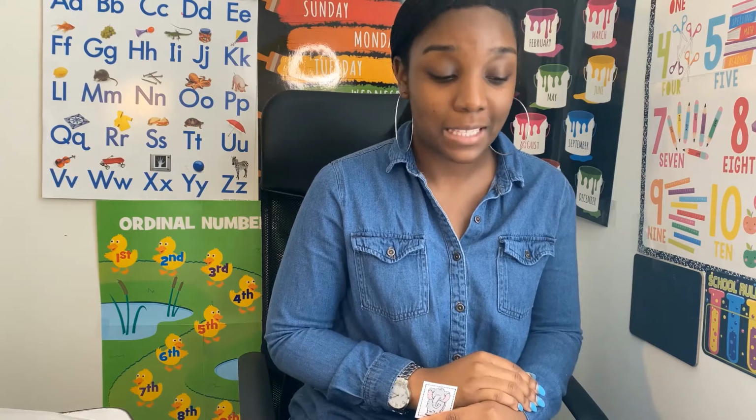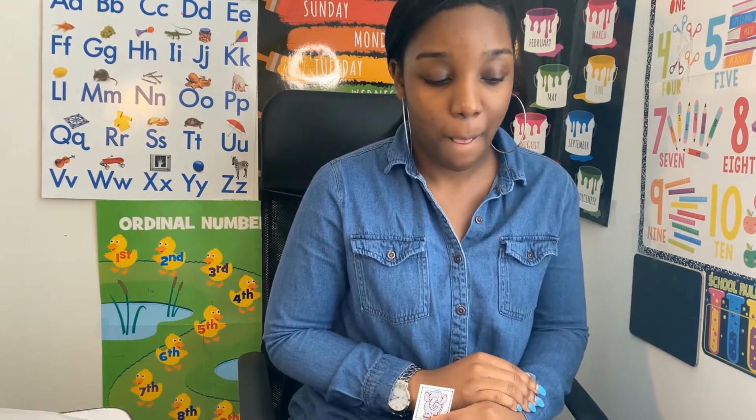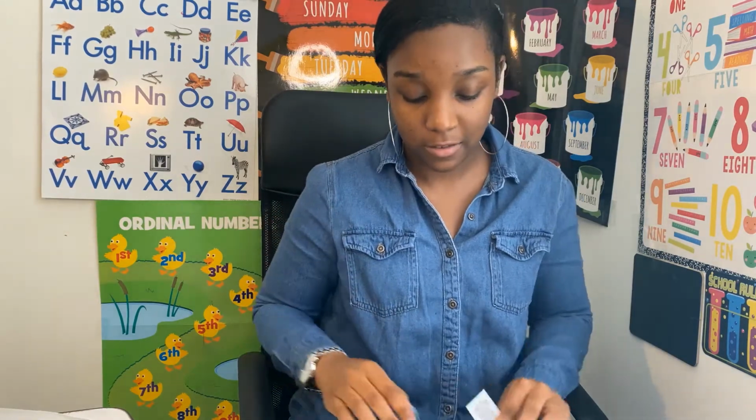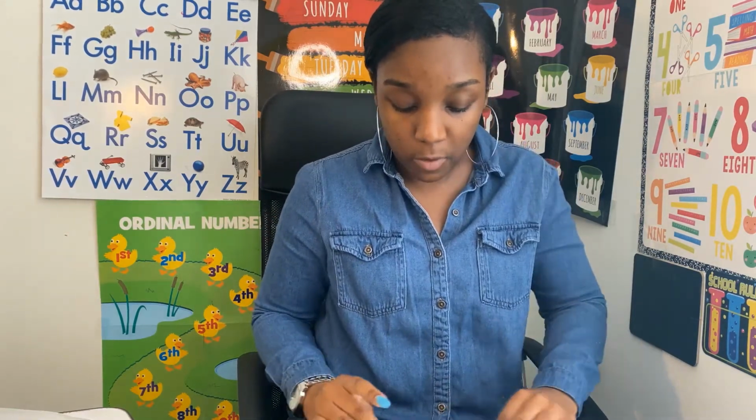So I'm going to read the directions, make sure we're listening with our ears. Match each picture card to the letter that makes its beginning sound. Place one picture card over each letter. Again, match each picture card to the letter that makes its beginning sound. Then place that one picture card over each letter. So, let me give you a couple of examples.